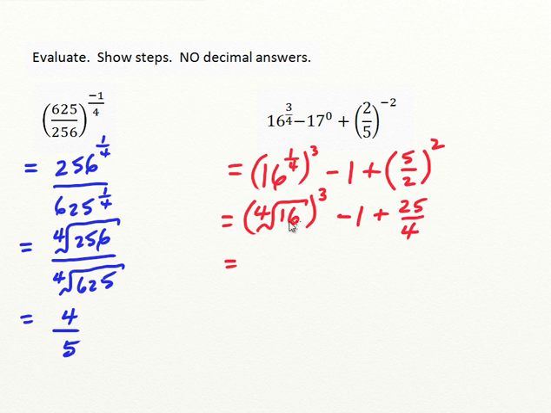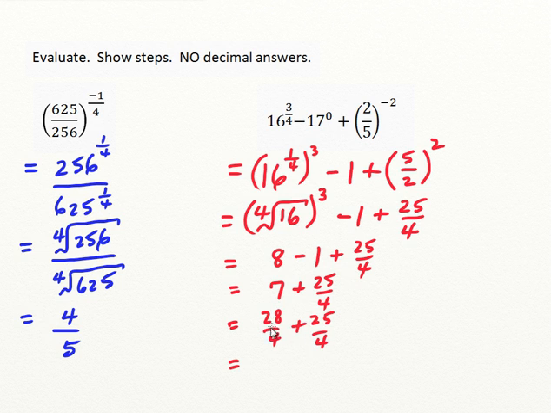All right, almost done here. The 4th root of 16 is 2, and you can just evaluate that on your calculator. And then 2 cubed is going to give us 8. Okay, so we've got 8 minus 1 plus 25/4, or 7 plus 25/4. Alrighty, well, looking for a common denominator, we'll choose 4. So 28/4 is 7, plus 25/4, and that's going to give us an answer of 53/4. Okay, and I cannot reduce 53/4, can't reduce that into anything lower, so we are done there.